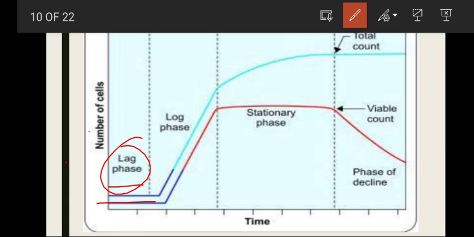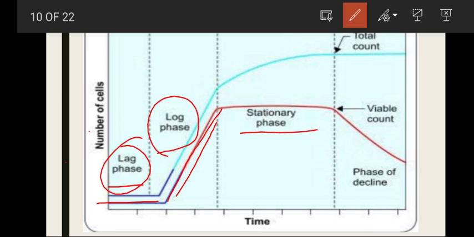In the lag phase there is no growth of bacteria, because in the lag phase the bacteria is not multiplying. At the same time, the size of the bacteria is increased and the bacteria synthesize enzymes and metabolites for multiplication of the bacteria. Okay, in the log phase the bacterial multiplication starts. Here you can see, and in this log phase it utilizes the enzymes and metabolites to produce multiplication of the bacteria.